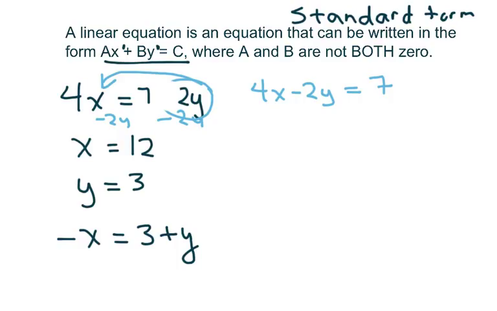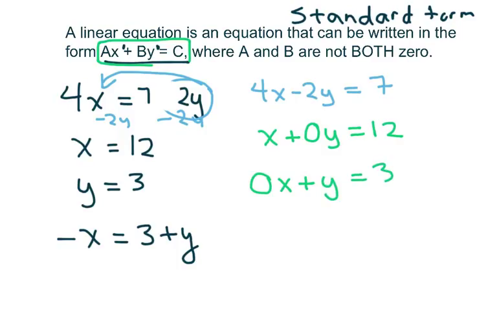So here, on this one, to write this in standard form, I'm going to have x. I don't have a y. I'm going to go ahead and make this 0y equals 12, because 0 times y is just 0. But I did write it in standard form, so it looks like this form right here. Now the y equals 3, I'm going to go ahead and put a 0x plus y equals 3, because 0 times x is just 0, but I did put it in standard form.